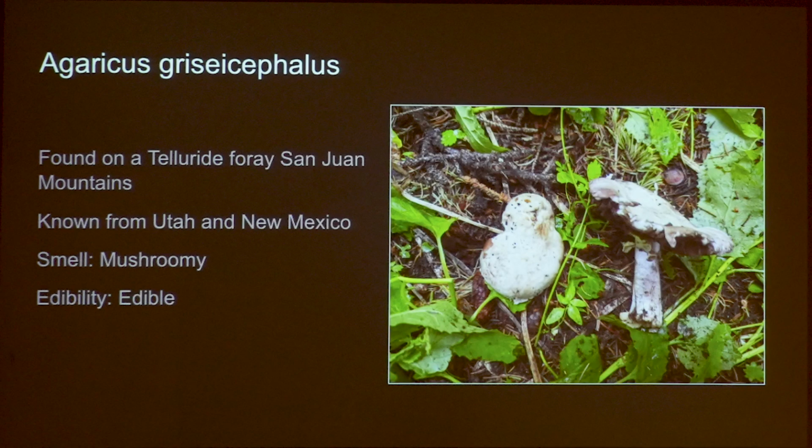This is one we found in Telluride last year. It's only known from Utah and New Mexico. And I didn't know what it was. It's a little bit mangled because it was super dry, and then it got super wet right before we got there. There were no mushrooms, and this is one of the few mushrooms we did find. And it turns out it's a new Agaricus that we didn't know existed here.